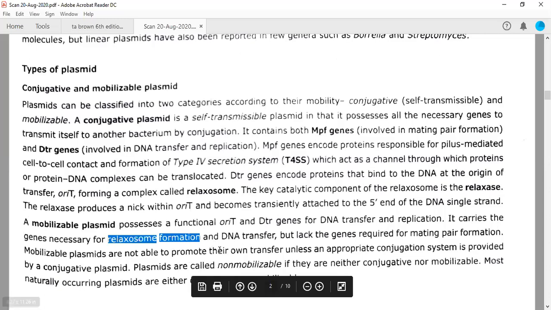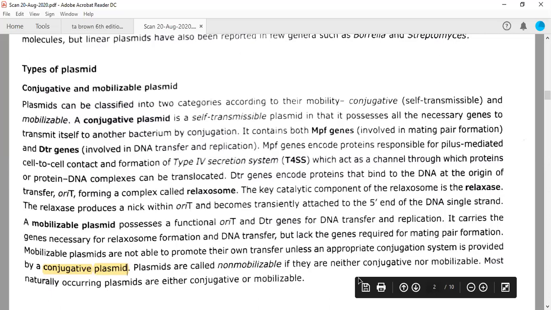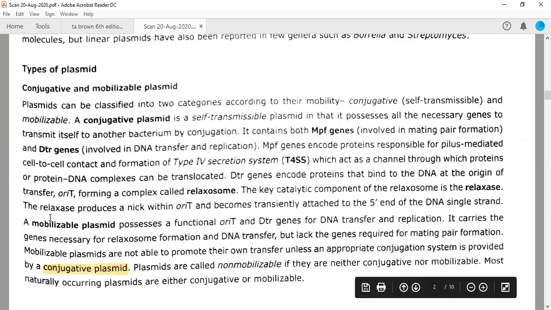Mobilizable plasmids are not able to promote their own transfer unless an appropriate conjugation system is provided by a conjugative plasmid. So there are two things: one is the conjugative plasmid, one is the mobilizable plasmid. Plasmids are called non-mobilizable if they are neither conjugative nor mobilizable. Most of the naturally occurring plasmids are either conjugative or mobilizable. So generally in nature, plasmids are either conjugative or mobilizable. You can note this term out. Both are different, meaning they are either conjugative or mobilizable.